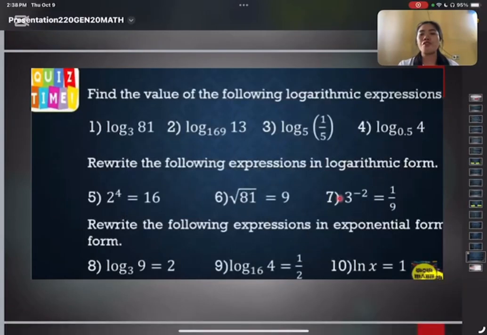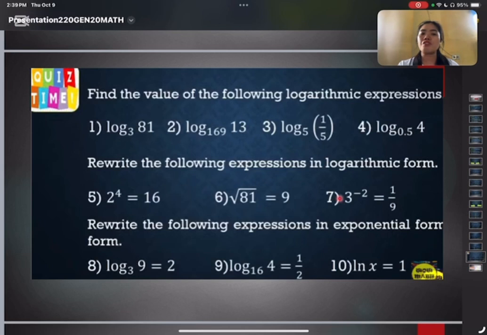Now it's time for us to have a quiz, or it's quiz time. Find the value of the following logarithmic expressions. Number 1, log 81 with base 3. Number 2, log 13 with base 169. Number 3, log 1/5 with base 5. Number 4, log 4 with base 0.5.